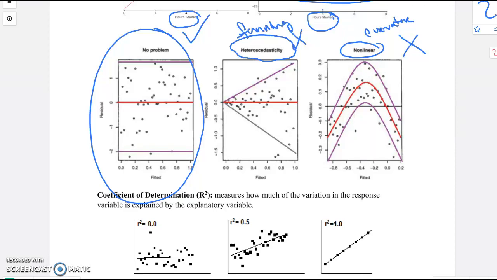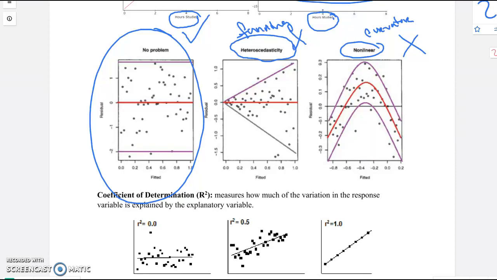If linear regression is not appropriate, it doesn't mean that you can't use anything with your data. It just means that you have to do something different. You have to use some other model. Okay, so that's something that your residual plots can do.